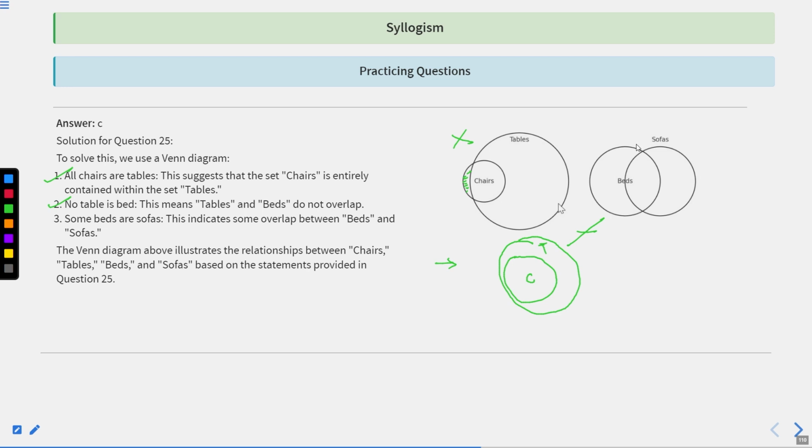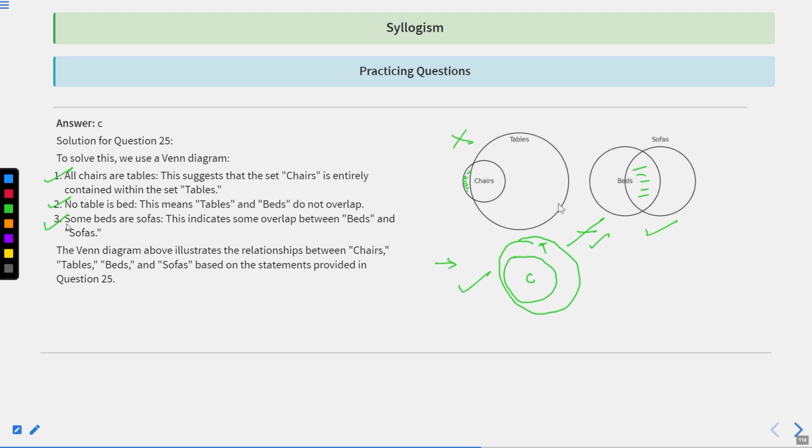And some beds are sofa. So some beds are sofa. This is the correct representation of the Venn diagram. Only the first statement was not correctly drawn according to the Venn diagram, but the rest of the Venn diagram representing statement number 2 and statement number 3 were absolutely correct.